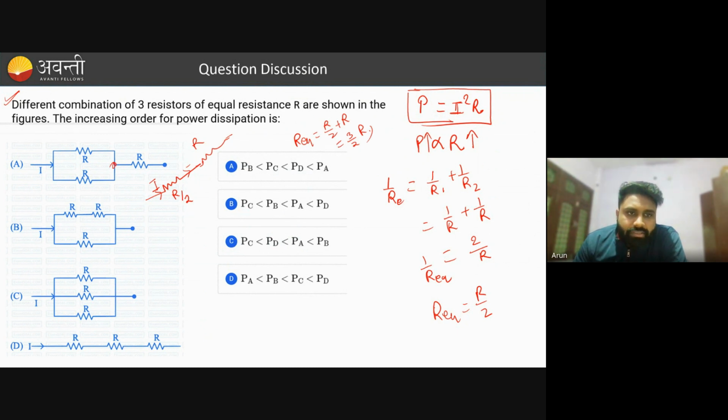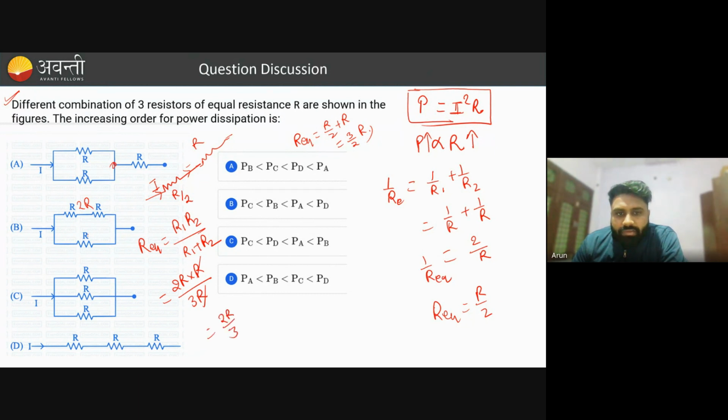In this case, if you talk about this R plus R in series, it will become 2R, and this 2R and R will be in parallel. So we can say directly 2R into R. This is valid for only two resistances: if two resistances are in parallel, you can use directly this formula, R equivalent equals R1 R2 divided by R1 plus R2. Now put the values R1 and R2. Here these are in series, so the equivalent resistance would be 2R, in parallel with this R. So 2R into R divided by 3R, one of the R will cancel out, so it will become 2R by 3 in case B.